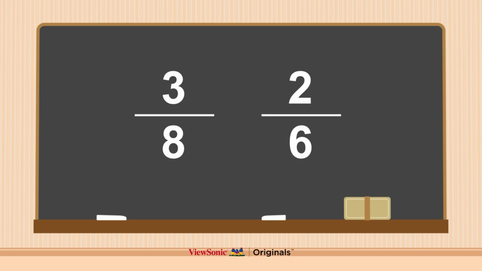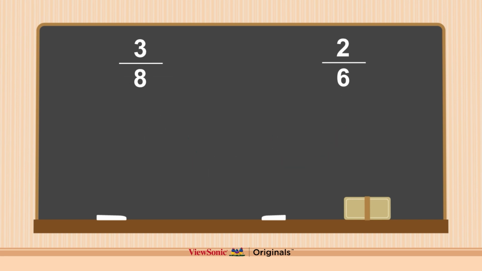Let's try using another strategy. Make the fractions share the same denominator. We need to find their least common denominator, or LCD. LCD is the smallest number divisible by all denominators of the given set of fractions.